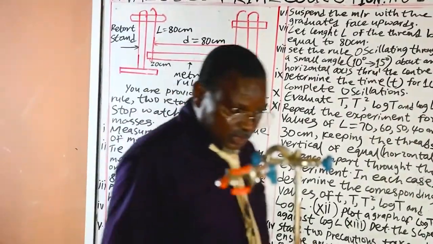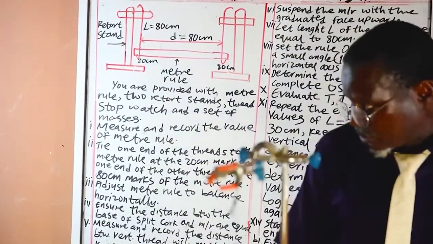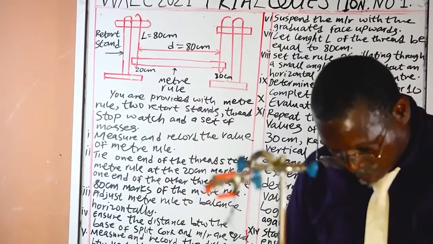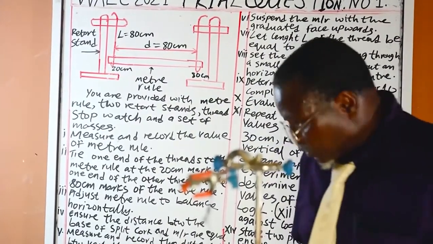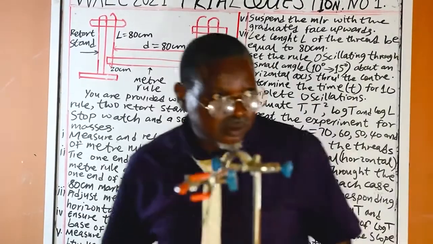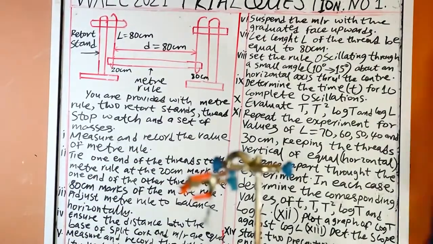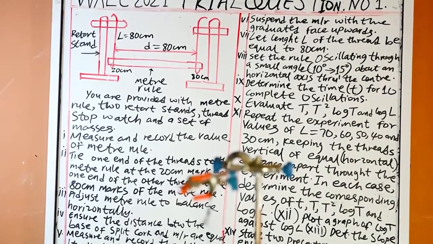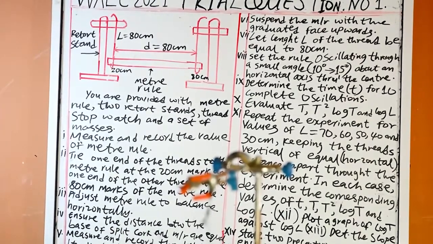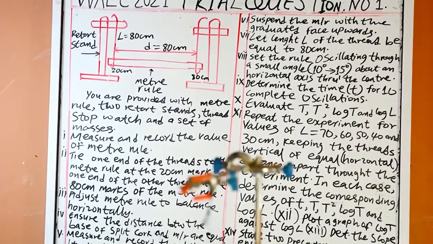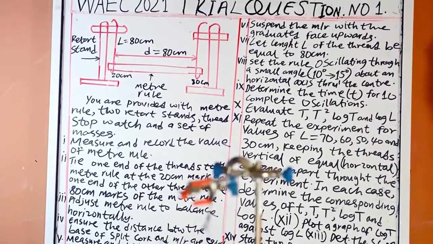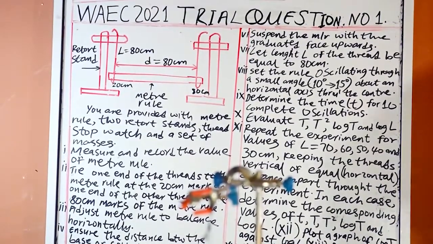The mass of the meter rule is 130 gram. Yes. The mass of the meter rule is 130 gram. Done with the measurement.